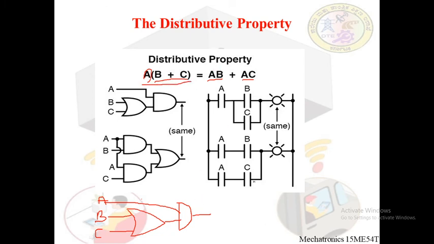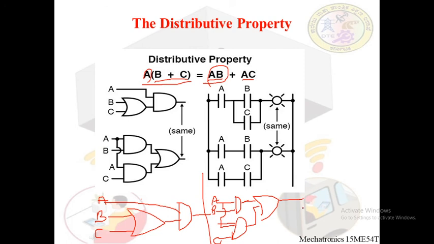Now let us see the other part of the circuit. Here we are able to see A and B ANDed separately. And A and C ANDed separately. We will take the jump. A and C ANDed separately. Both outputs get ORed together. OR operation, we have the OR gate.